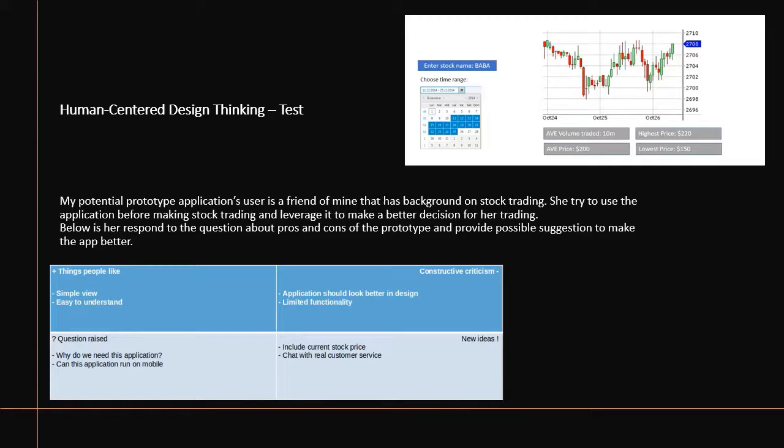So things that she liked were the simple view, easy to understand, and the criticism that she had was that the application should look better in design, and it has limited functionality. She also asked, why do we need this application? Can this application run on a mobile? And the new idea that she had was including the current stock price and chat with real customer service.